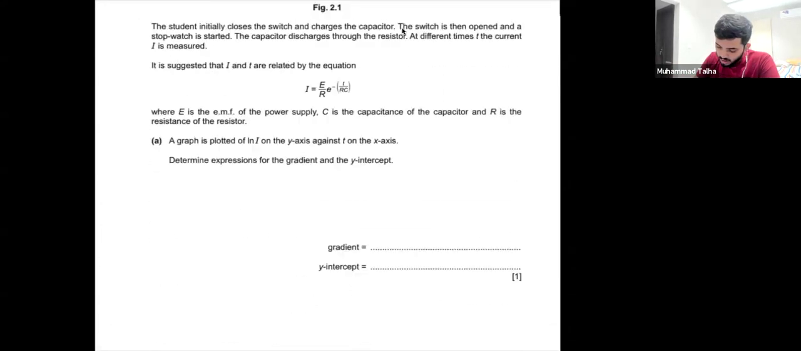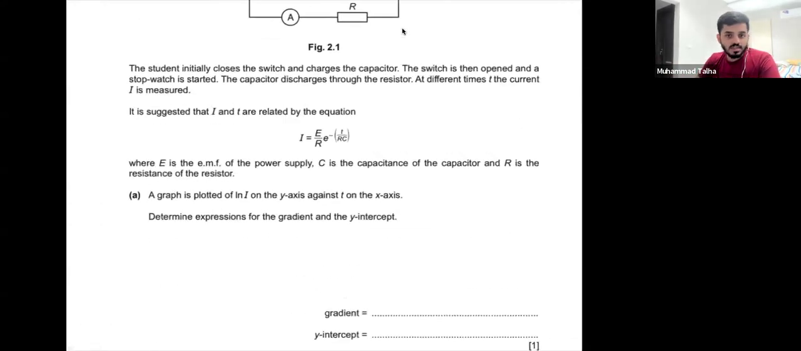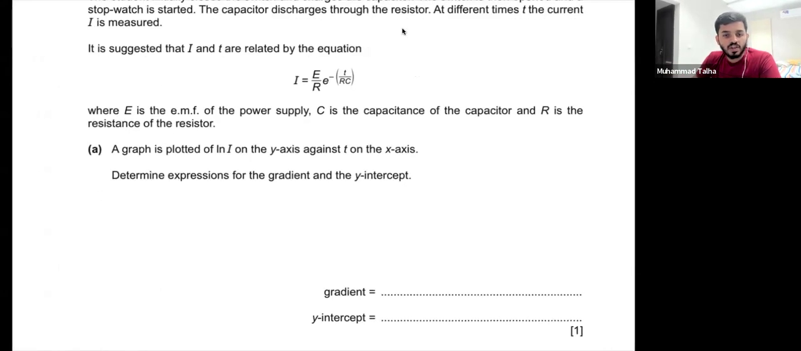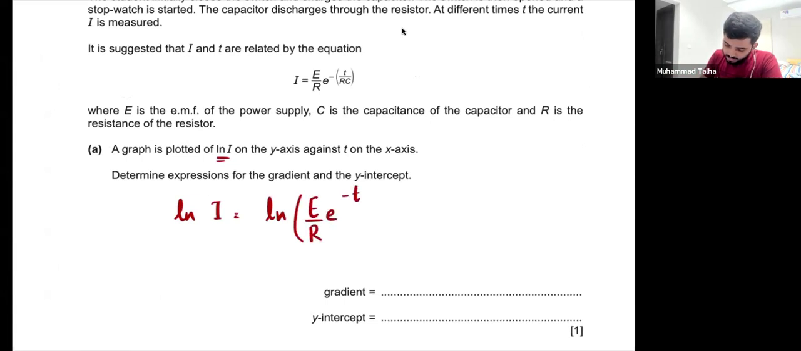Question number 2. Yeah, so we were looking at this. A graph is plotted of ln I versus t. Determine expressions for the gradient and the y-intercept. It itself tells you to do ln, and it also makes sense because you have an e here. This becomes ln of E over R of this entire thing. So here, if I write this, this is ln I.